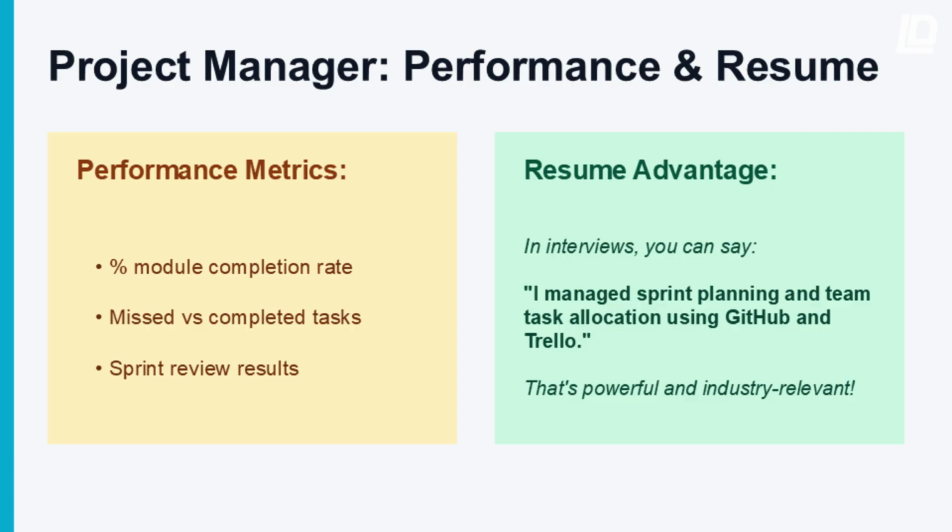Now let's talk about how to measure your performance and sell this experience. Track 3 key metrics: your module completion rate. What percentage of planned features actually got done? Missed versus completed tasks. This shows your planning accuracy. And sprint review results. Did stakeholders approve your deliverables? Here's the resume advantage. In job interviews, you can confidently say, I managed sprint planning and team task allocation using GitHub and Trello.